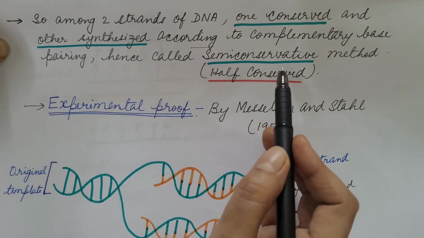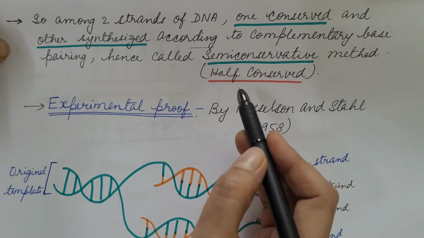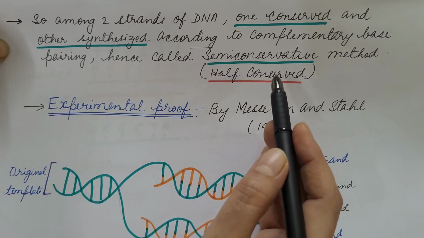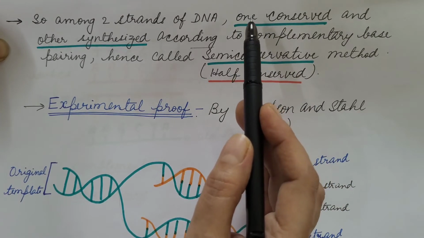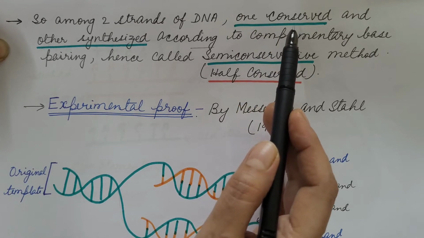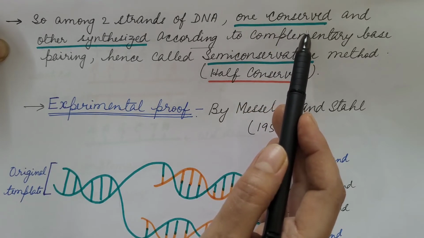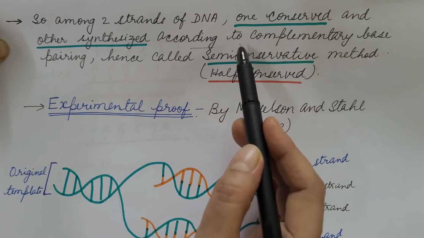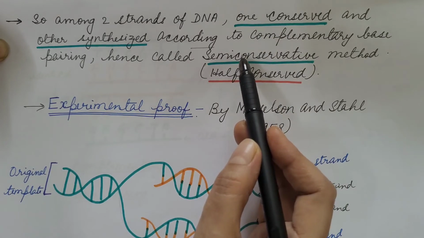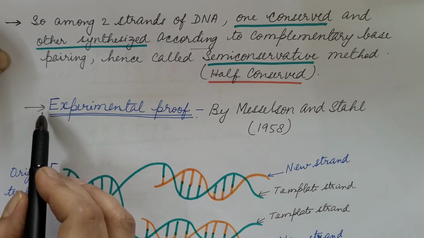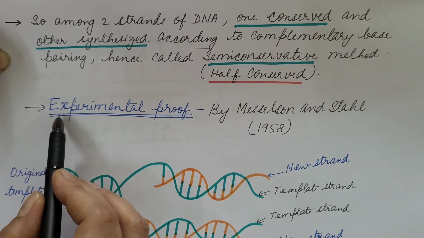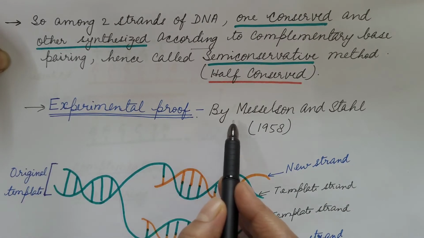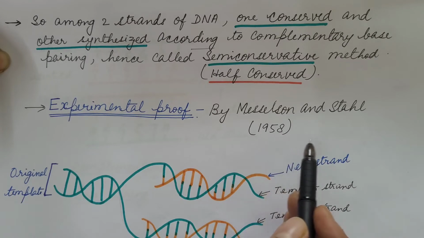Hence, it is called the semi-conservative method, or literally half conserved, because one of the strands, which is the template strand, is the old strand and it is conserved, and the other strand is newly synthesized. This mode of replication was experimentally proved by Meselson and Stahl in 1958.